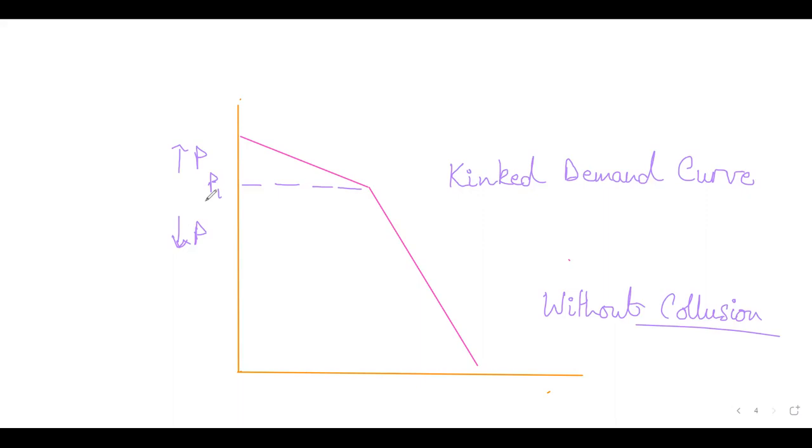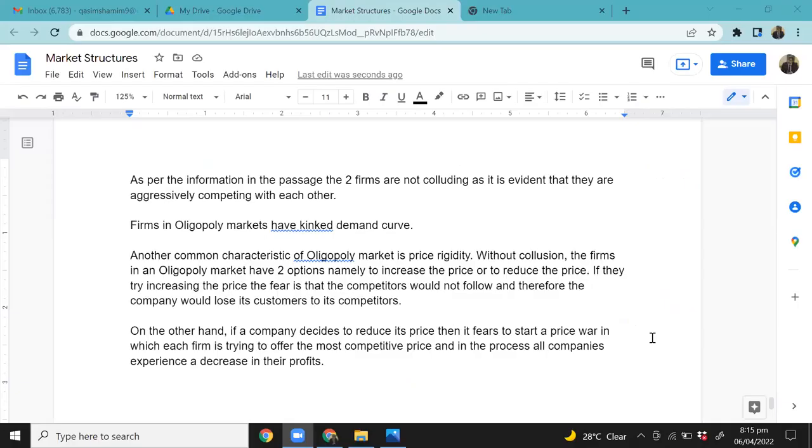Why is price rigid? The company can either increase the price or reduce the price. Now the fear is if you increase the price, your competitors will not follow that, and therefore you will lose your customers to your competitors. That's one problem. On the other hand, if you want to reduce the price, then the fear is that it will start a price war. You reduce your price, your competitor will reduce the price, and you both are trying to stay competitive. And in the process, you are negatively affected because of reduced profits, right?